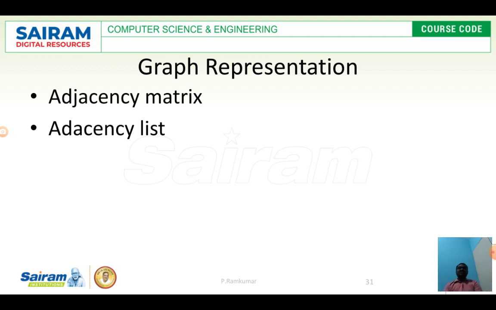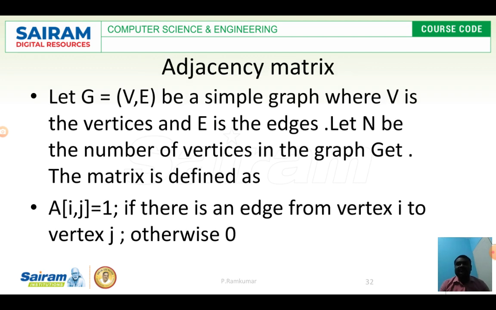And adjacency list means, based on the adjacency matrix only, the adjacency list will be created. Here the adjacency matrix occupies more space compared with the adjacency list. So adjacency list is the best representation of a graph. So this is the definition for adjacency matrix.